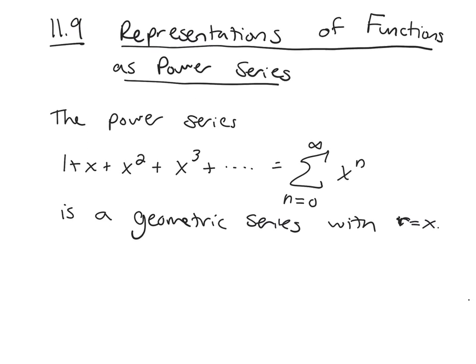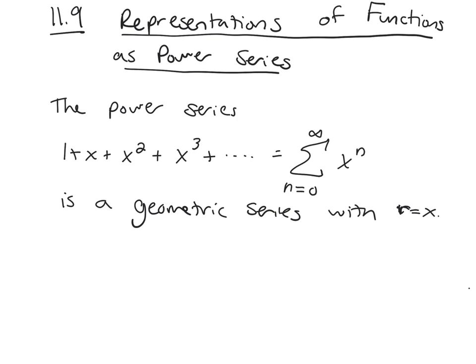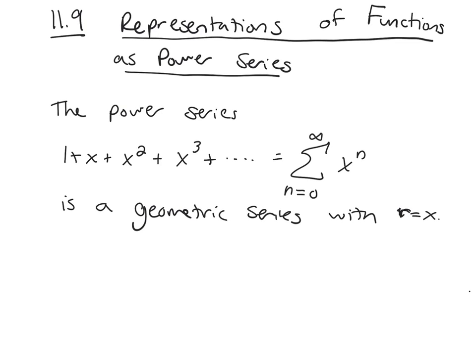All right. We know when a geometric series converges, there's a condition on r. The absolute value of r needs to be less than 1. So this series converges if the absolute value of r, which is x, is less than 1.